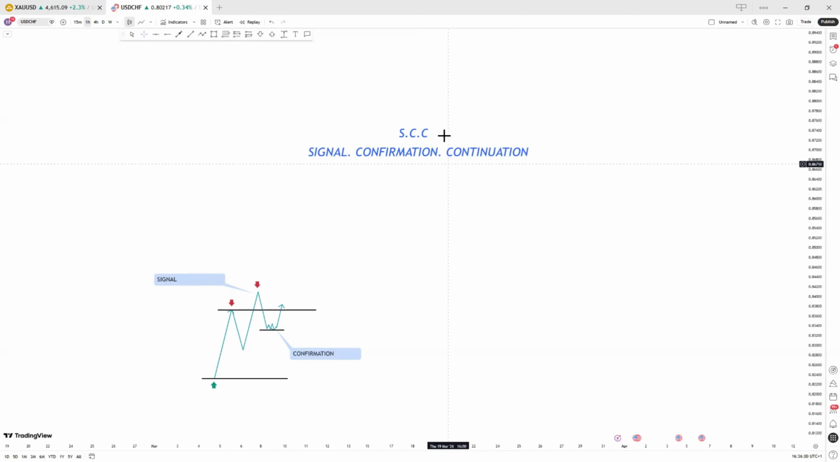this is your continuation. This is your continuation, because now that you've confirmed this signal, the continuation from here, the price is not likely going to make a downtrend again.